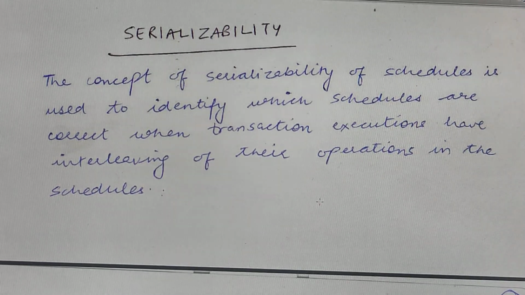The concept of serializability of schedule is basically used to identify which schedules are correct when their transactions are executed. Suppose I am having the interleaving of transactions. Interleaving means suppose transaction T1 executes its two operations, then we move to transaction T2, transaction T2 executes its two operations, then we move back to transaction T1, then it executes its one operation.